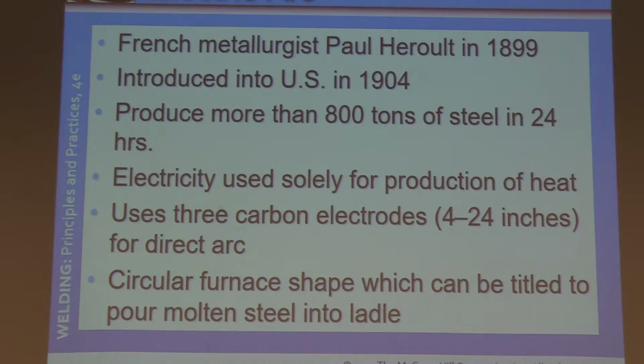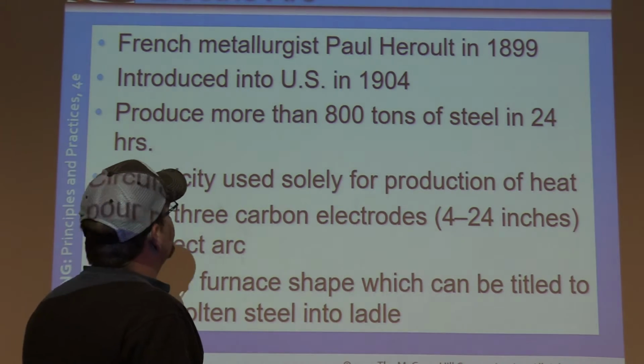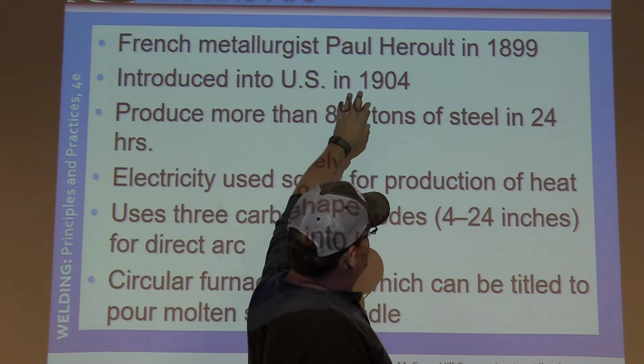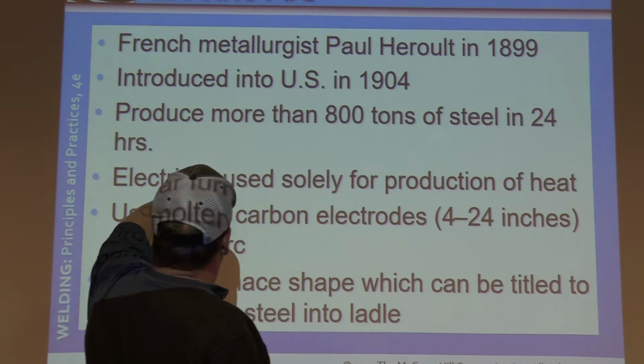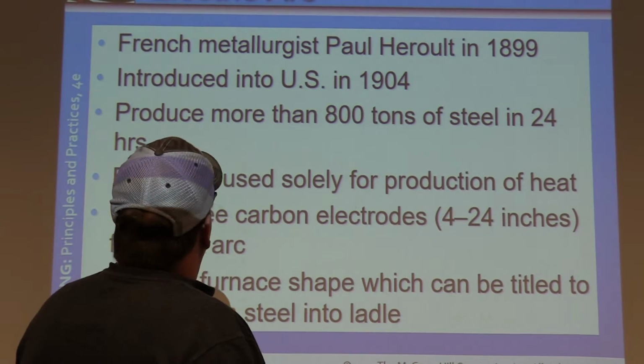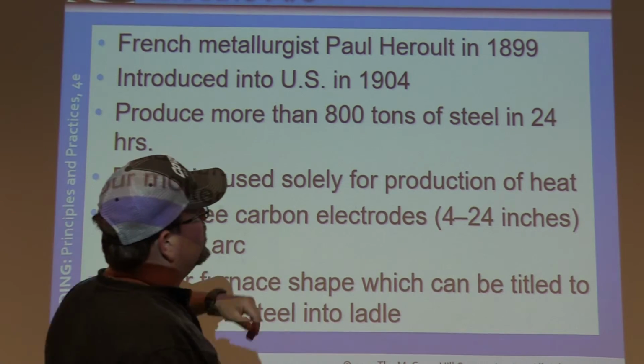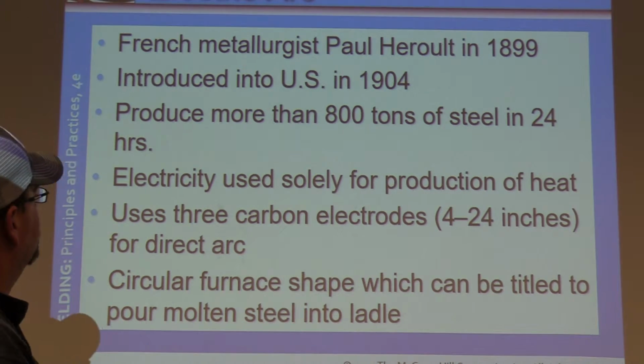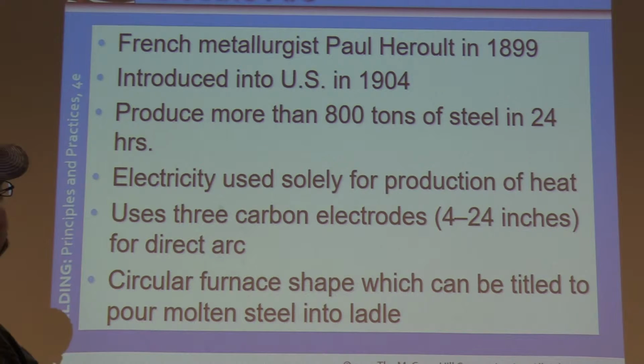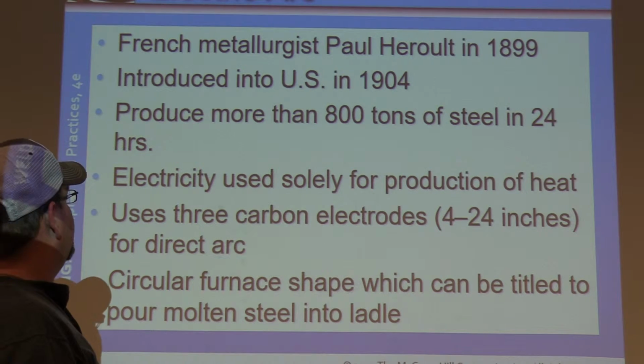Okay, let's look at the PowerPoint slide here. French metallurgist Paul Hérault in 1899. These dates aren't necessarily important for the test, just kind of interesting to know. Produced more than 800 tons of steel in 24 hours, so we really ramped up production, so to say. Electricity used solely for production of heat.